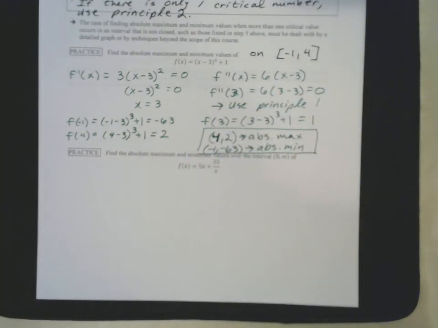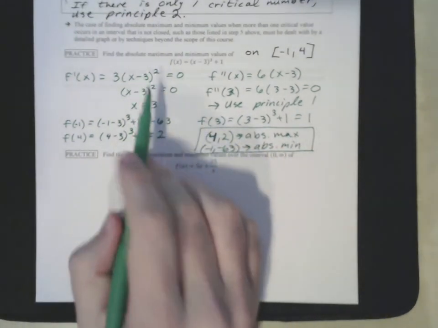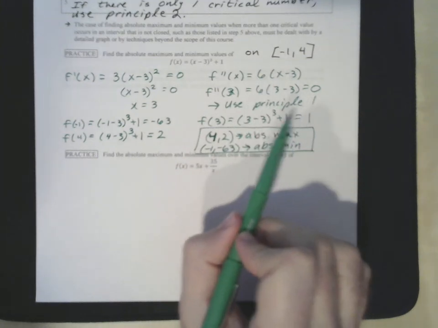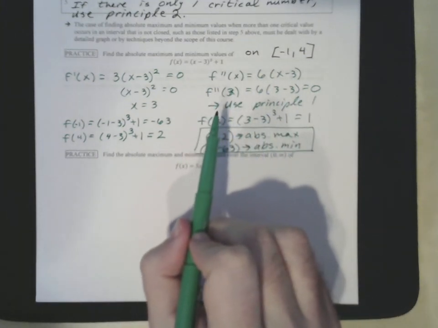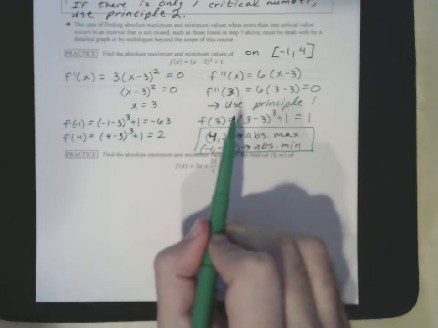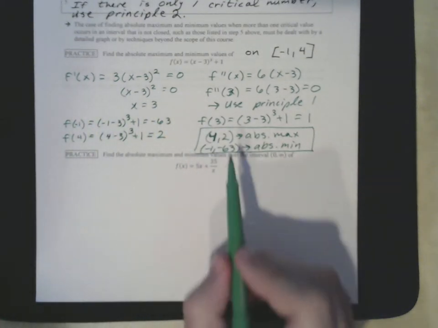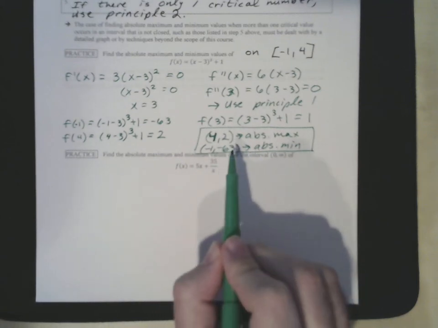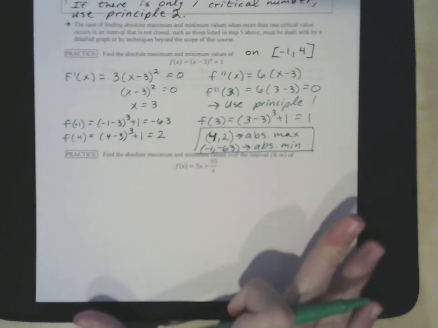That's a 4. So this is a good example of all the steps: identifying what principle to use, and then if you come to an issue where the principle doesn't work, principle 1 always works. You move on to principle 1, check your values. Remember, you should always be checking your endpoints if you have a closed interval. Biggest one becomes your absolute max, smallest one becomes your absolute min. We have our answer.